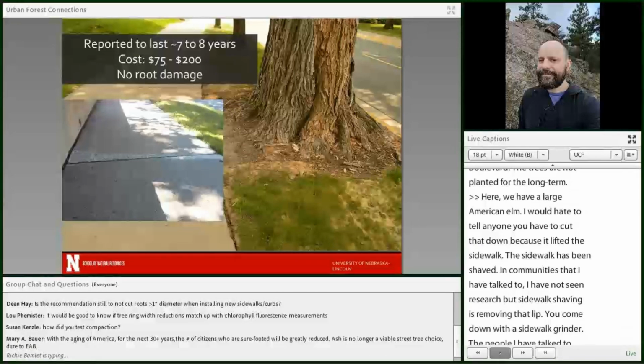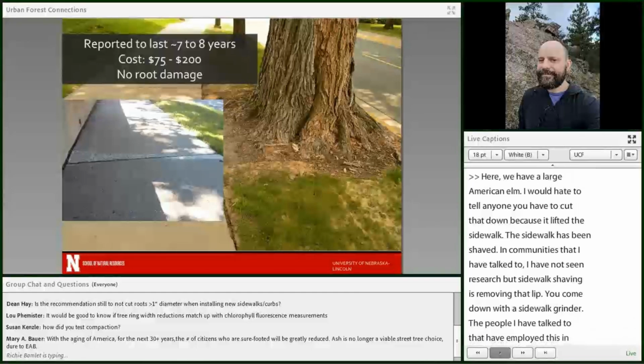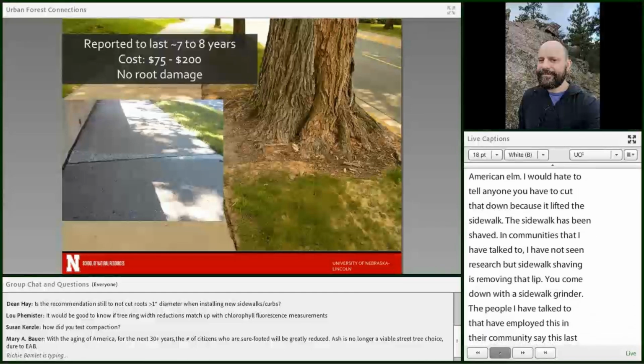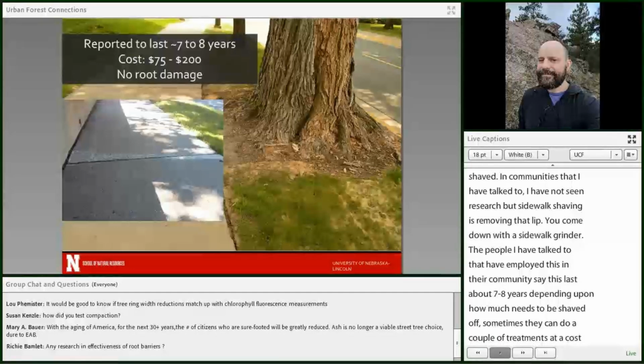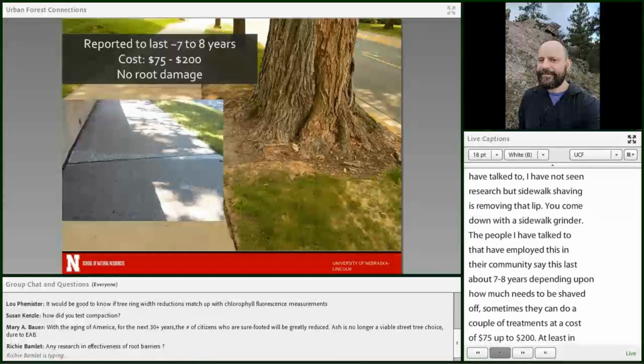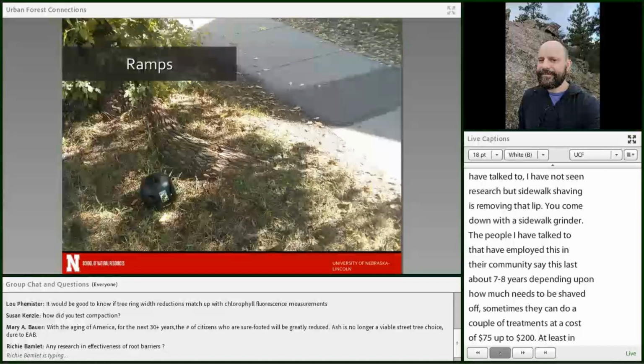The people that I've talked to that have employed this in their communities or on their campuses say that this lasts about 7 to 8 years, and depending upon how much needs to be shaved off, sometimes they can do a couple of treatments of this, at a cost of $75 to $200, at least in the Twin Cities of Minnesota. So really here you have zero root damage, and you eliminate what you need to eliminate, which is the trip fall hazard.